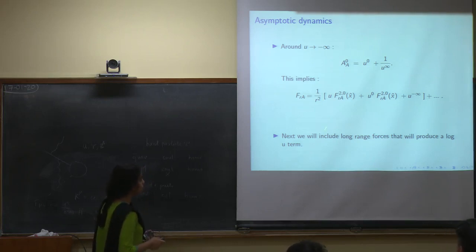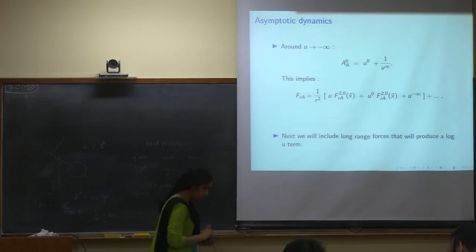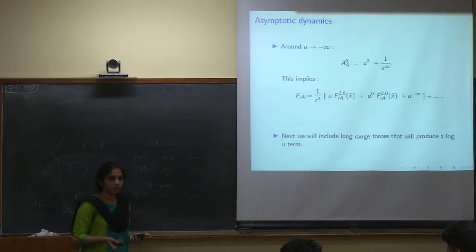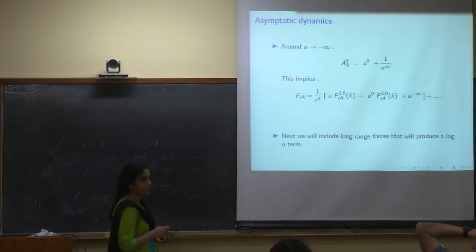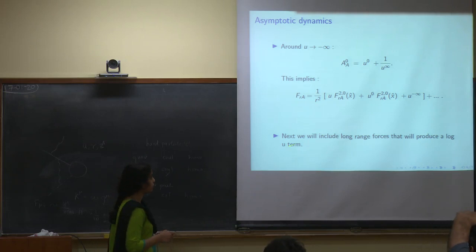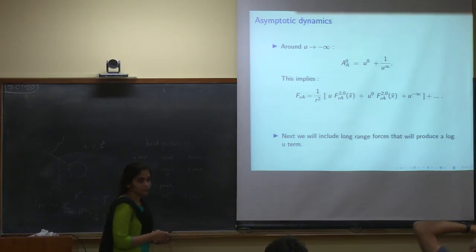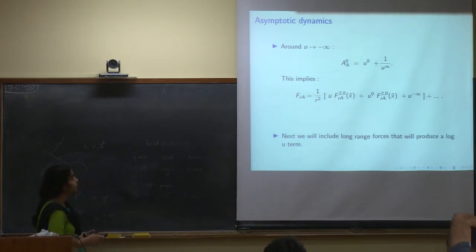Okay. So to this point we have considered free scalars and the corresponding free currents, and that has produced this kind of field. Next we will include long range forces on the scalars, and then try to see what kind of F_rA it produces. And so there is an additional log u term here, so we will see how that is produced.